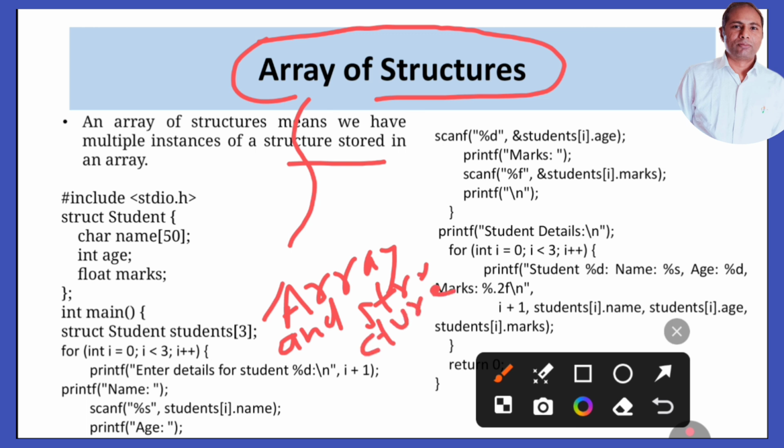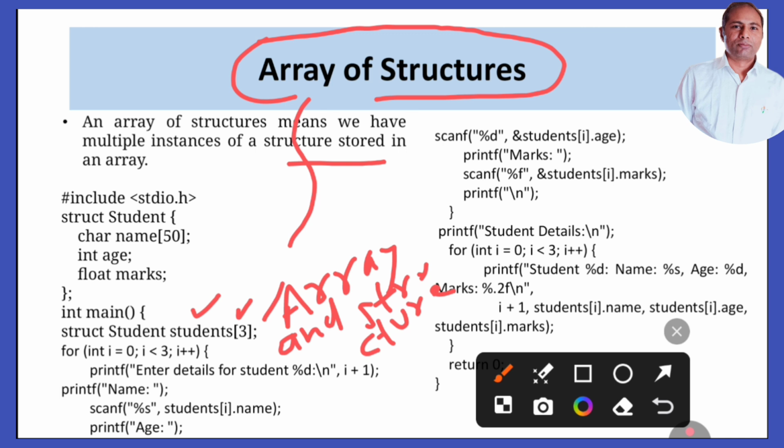So we are combining array and structure. Inside the main program we write struct student, then the new name of the structure is students. Inside the square brackets we write 3. It means there are three students. We want to combine different data types for the three students.